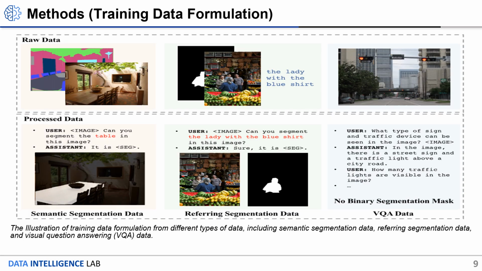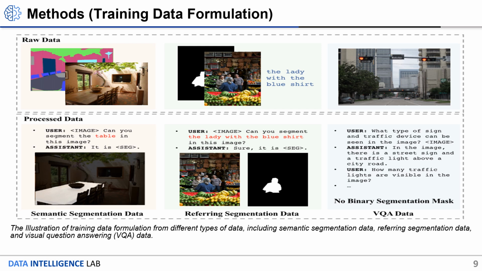In this slide, we'll be discussing the training data formulation. Now that we've seen the LISA architecture, let's look at how it was trained. A key part of the method is how they prepare the training data using existing public datasets. This figure shows the three main types of data used.